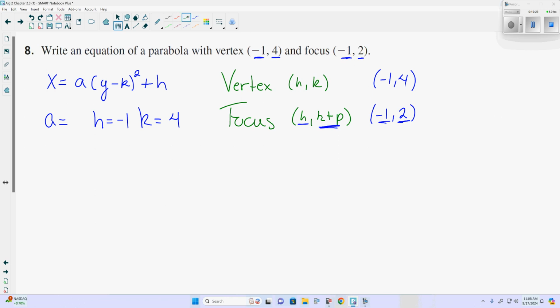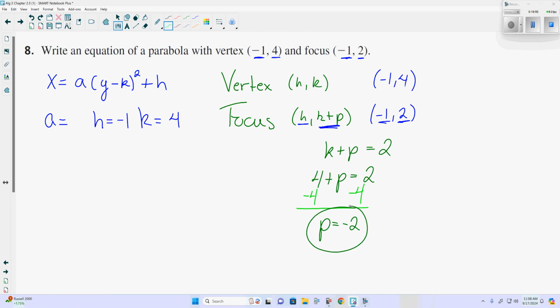And again, to find p, we take k plus p and set it equal to 2. And what's our value of k? Well, 4. 4 plus p is 2. To find p, we would subtract 4 from both sides, telling us p is -2. But we really need p in order to find a, what we plug into our formula.